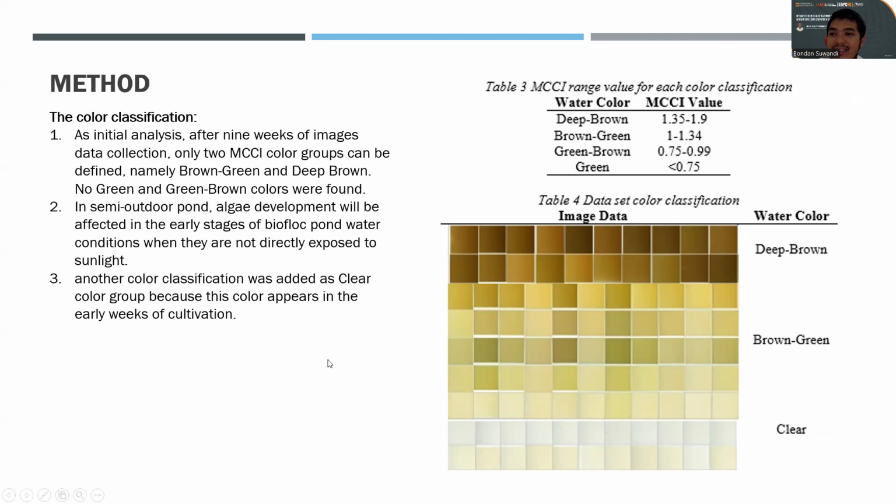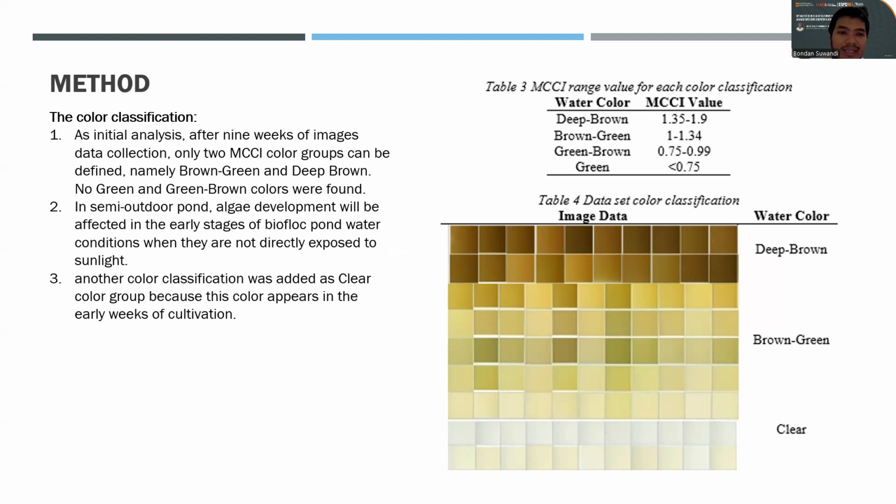As an initial analysis from the data that we collected, after 9 weeks of image data collection, we realized that from our data, only 2 MCCI color groups can be defined, namely the brown-green and the deep brown, and also an additional clear color in the first phase. There are no green and green-brown colors found. It means less algae development in the early phase.